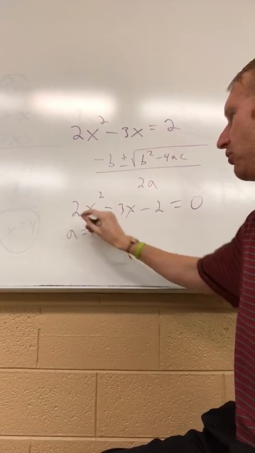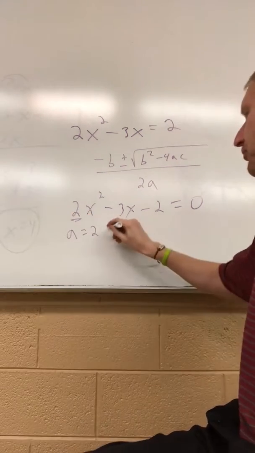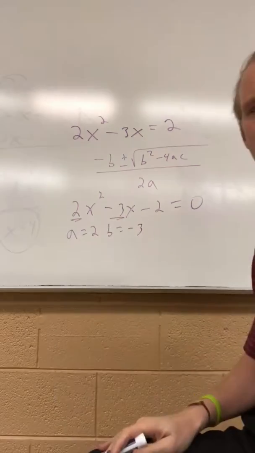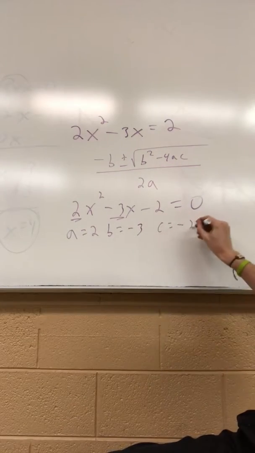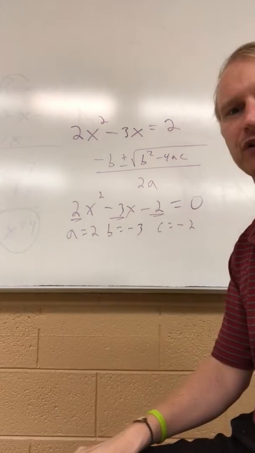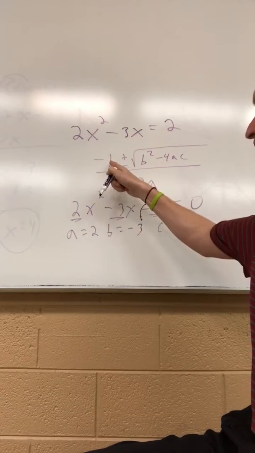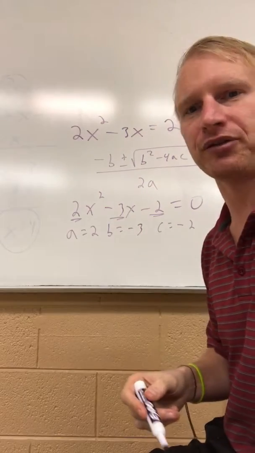So here a is 2, the number in front of x squared. b is negative 3, the number in front of x, and it's a minus, so it's a negative. And c is negative 2, the number in the last position, our constant number. We're going to put these into the variables and put them in as a parenthesis.